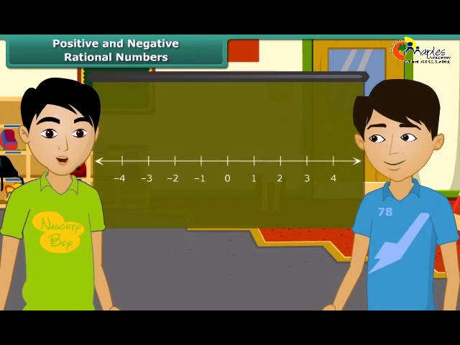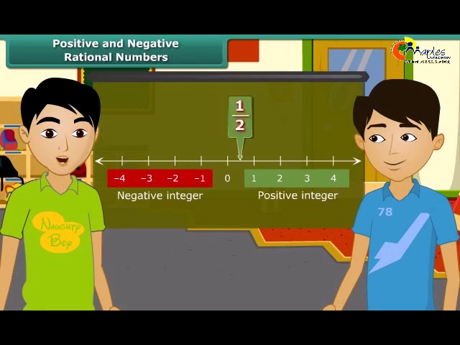How do we represent a rational number on a number line? Look at this number line. Points on right side of 0 are called positive integers, and points on the left side of 0 are called negative integers. Let's mark 1/2 on this line. 1/2 will lie in between 0 and 1, and -1/2 will lie in between 0 and -1.